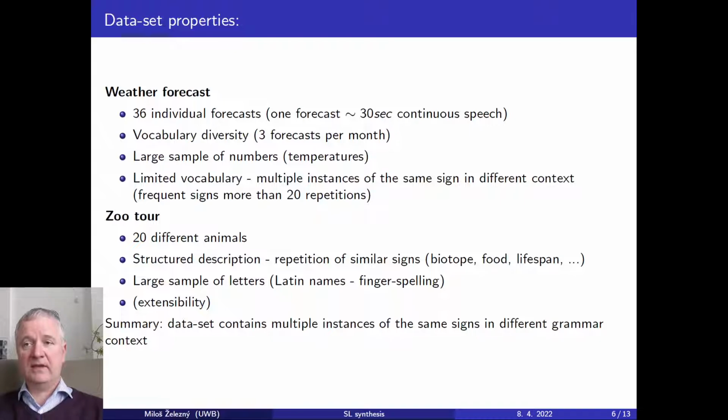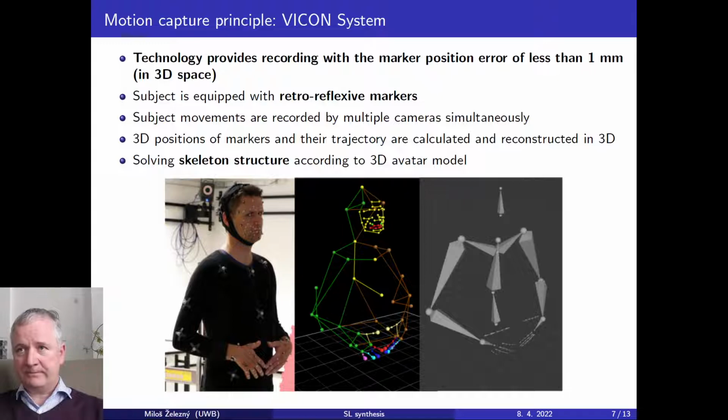Within the weather forecast, we collected 36 individual forecasts. We have vocabulary diversity and a large sample of numbers, at the same time a limited vocabulary. In the zoo tour, we have 20 different animals. We use structure, description, or repetition of similar signs, and a large sample of letters of finger spelling. So as a summary, we have a dataset that contains multiple instances of the same signs in different grammar contexts. You can see that for frequent signs, we have more than 20 repetitions, which is very useful for the further project.